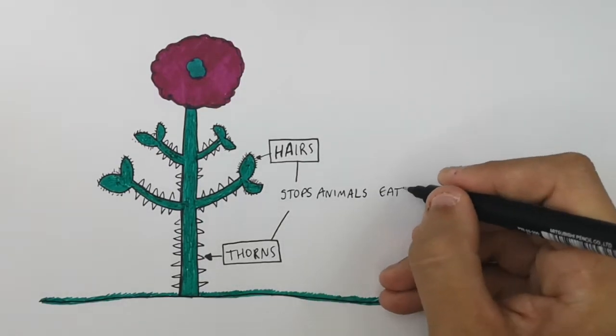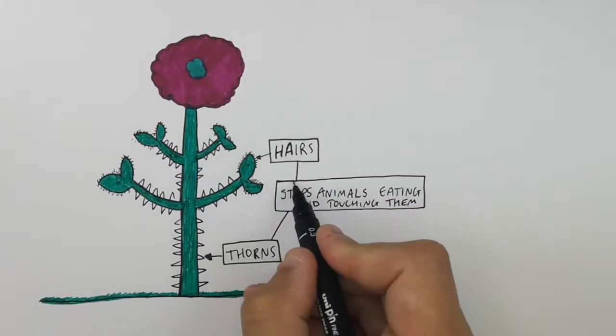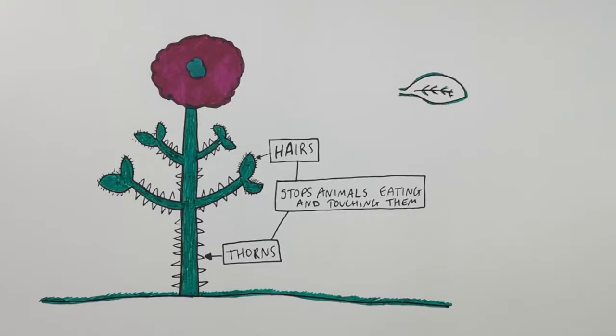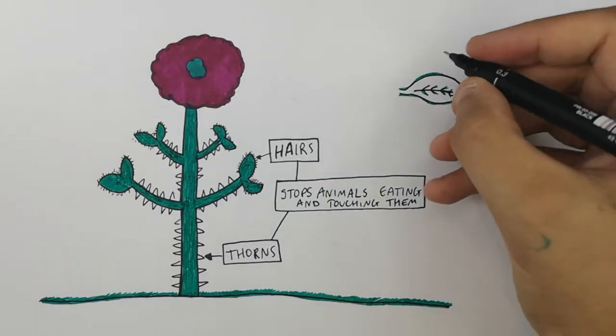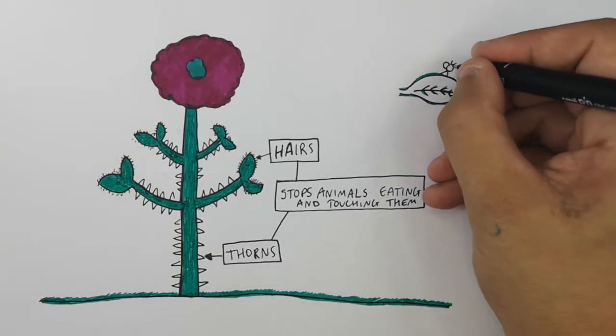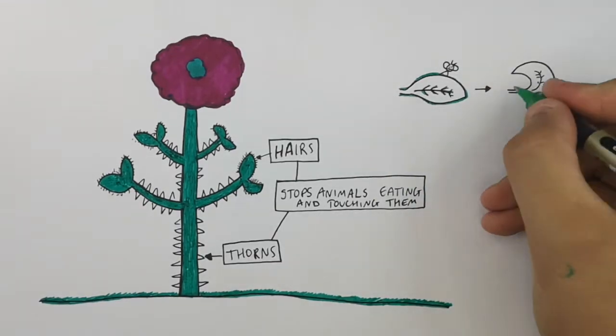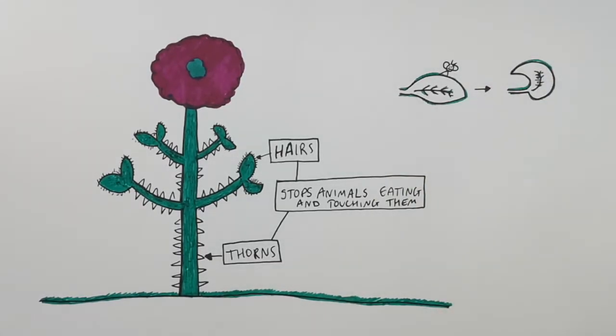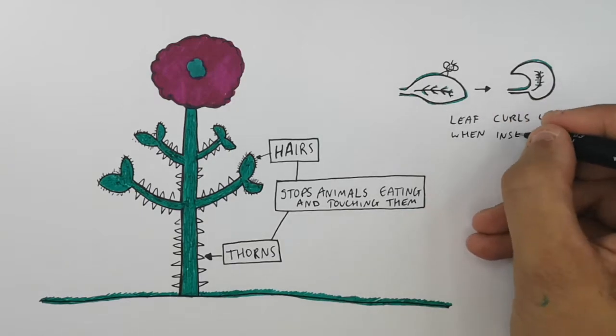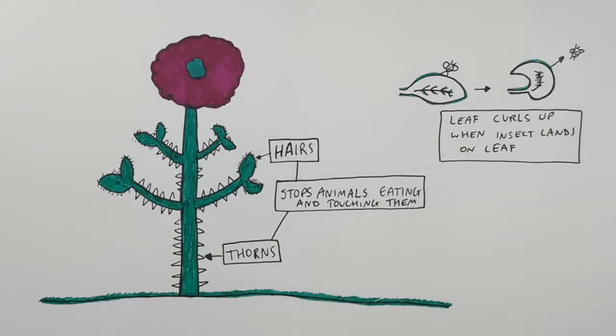This leaf has the ability to curl up. This is another mechanical defense. So if an insect lands on this leaf, the leaf will curl up rapidly and flick the insect off. So the leaf curls up when an insect lands on the leaf.